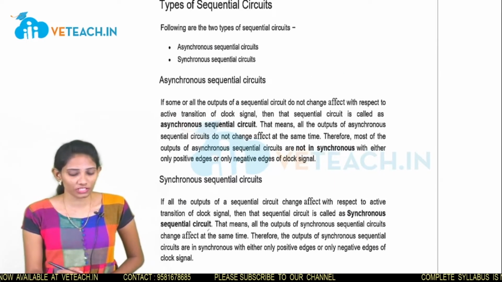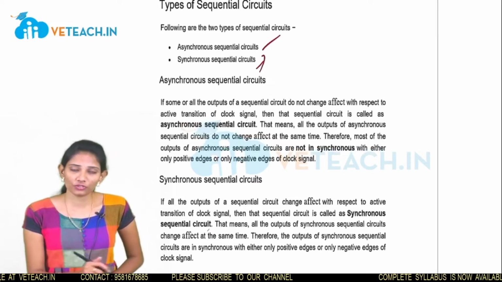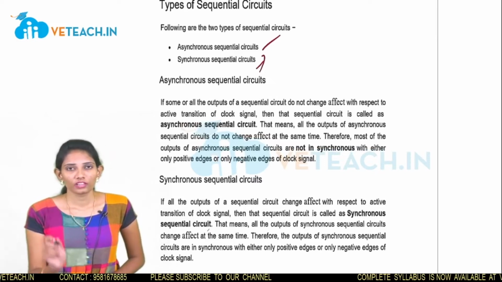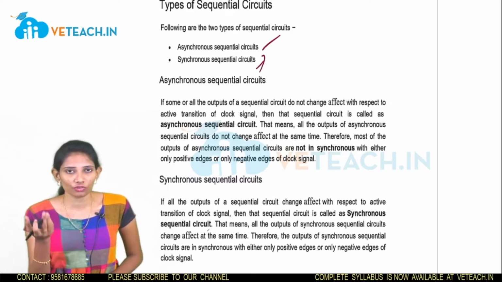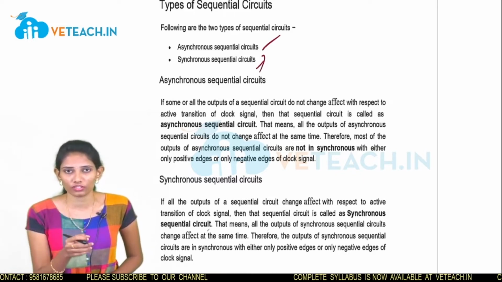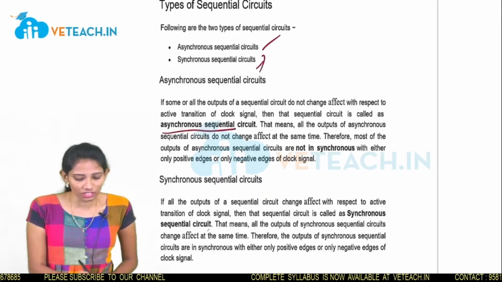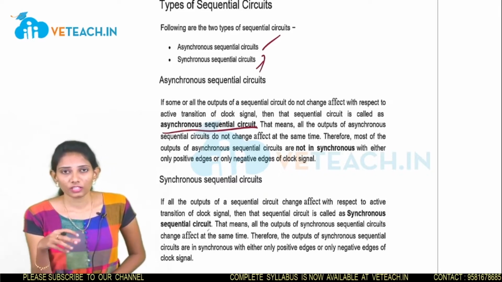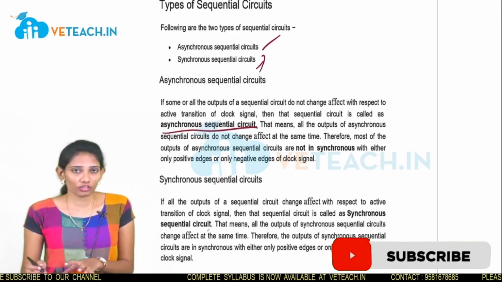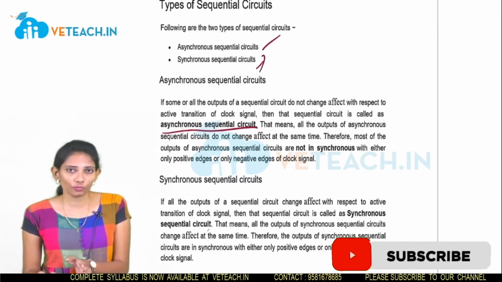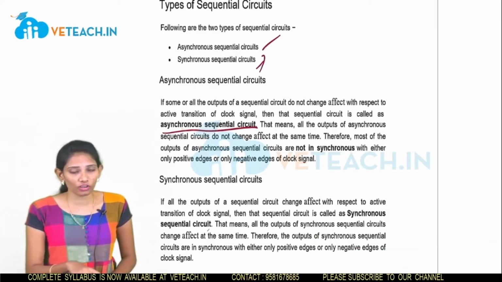We have two types: asynchronous sequential circuits and synchronous sequential circuits. Coming to asynchronous sequential circuits, if some or all of the outputs of the sequential circuit do not change with the transition of the clock signal, those sequential circuits are said to be asynchronous sequential circuits. That means, if you have so many blocks, all the outputs do not change at the same time, and we call it an asynchronous circuit.